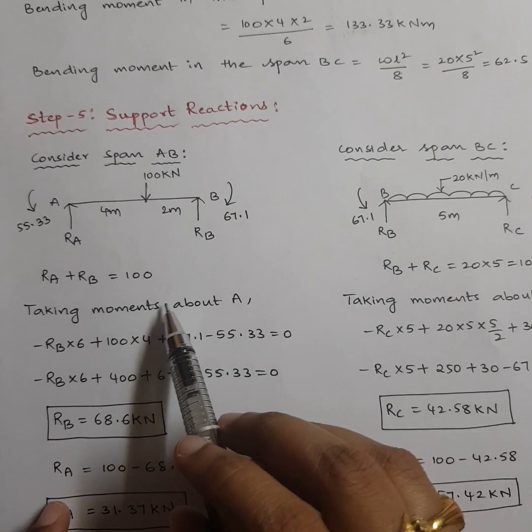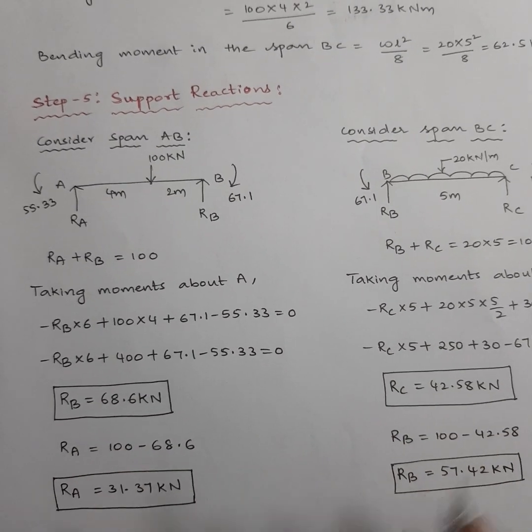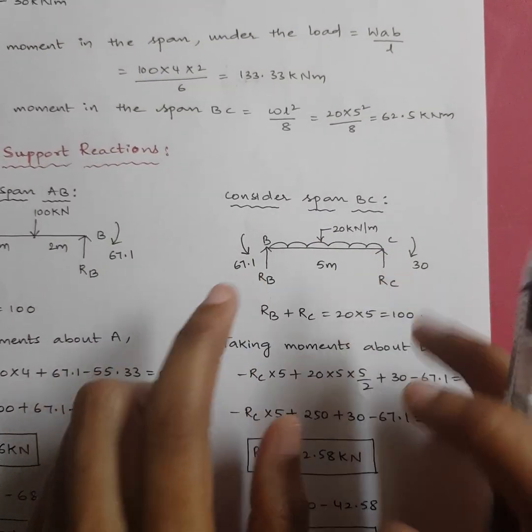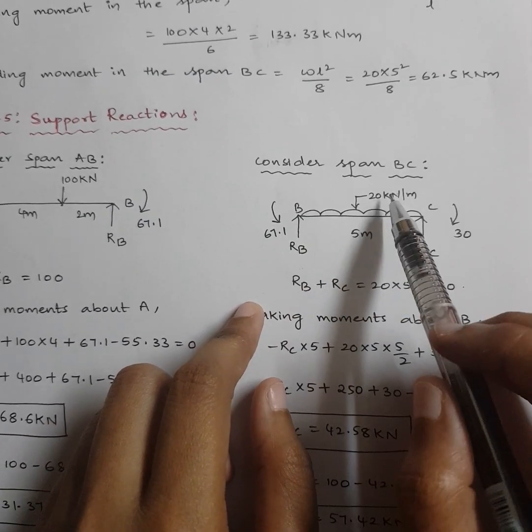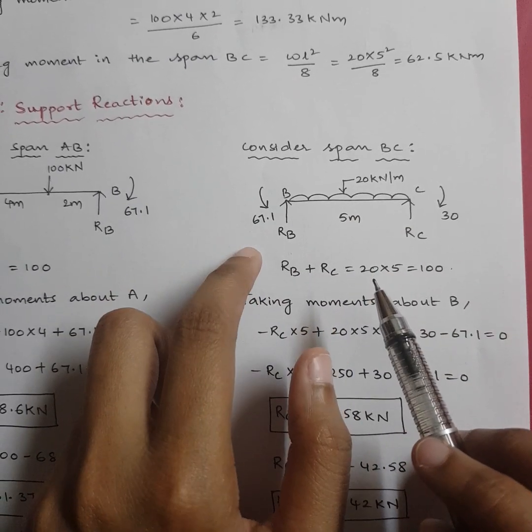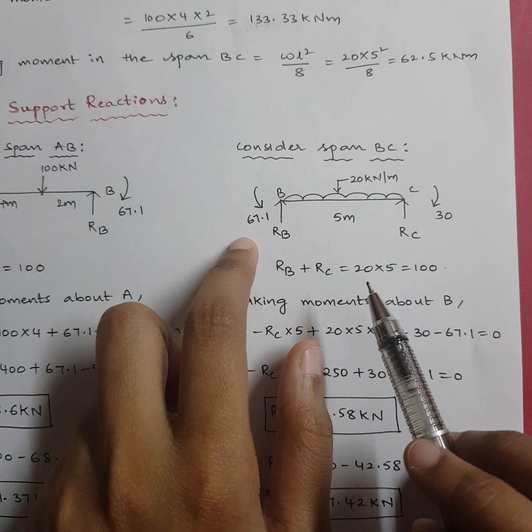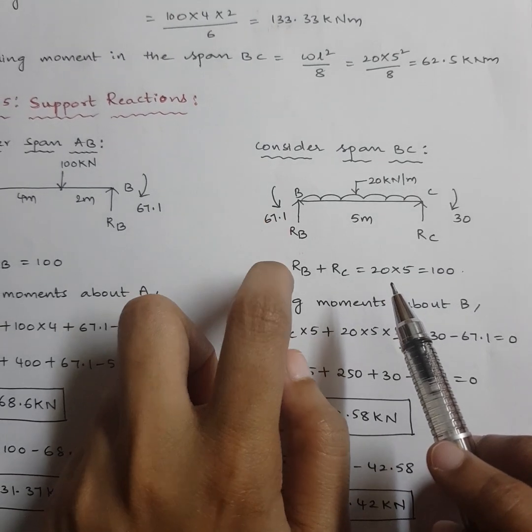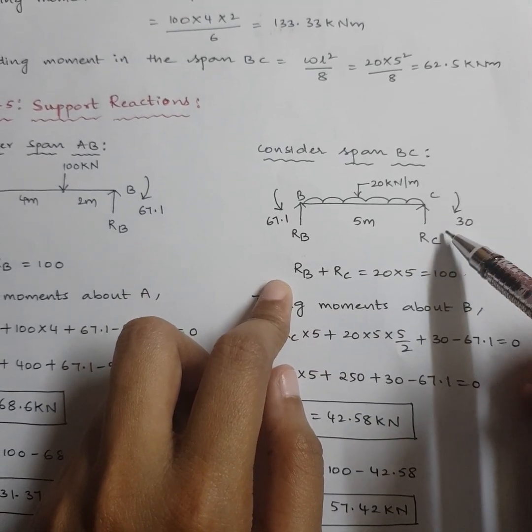Then what will be RA? 100 minus this value, 31.37. Similarly, let's consider span BC. This is RB, RC, UDL 20 and 5. Again, BC was minus 67.1 means 67.1 in anti-clock, and I got MCB as 30.